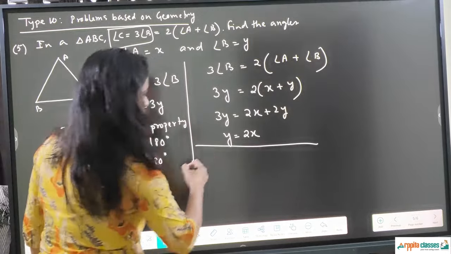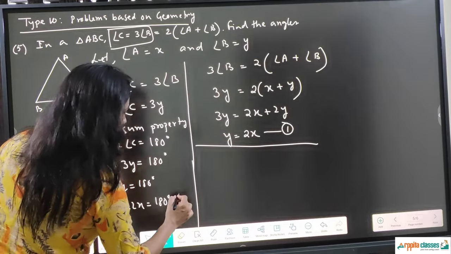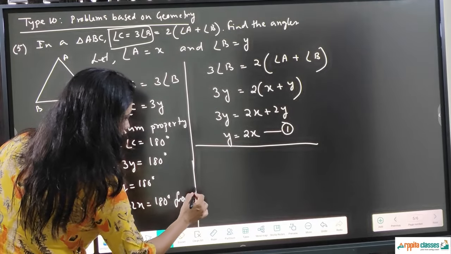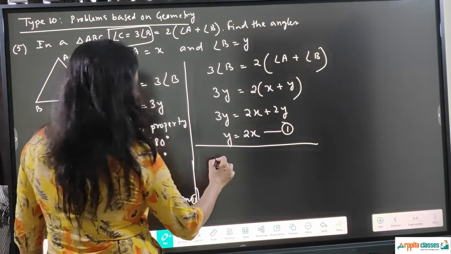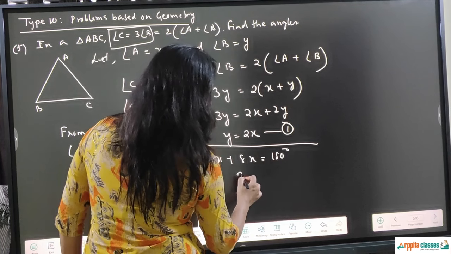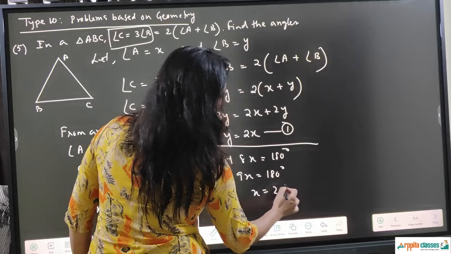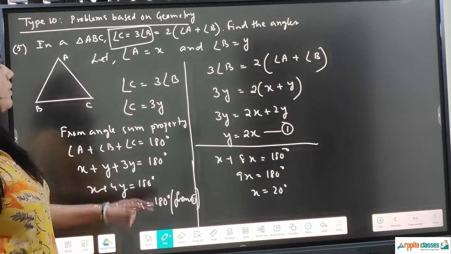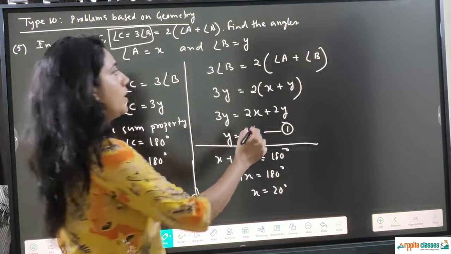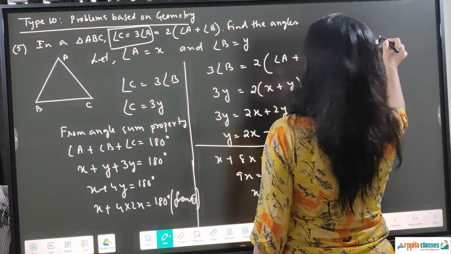Okay, substituting this value, you can say this is 1. So here this is from 1. Now x plus 8x is equal to 180 degree. 9x is equal to 180 degree. Therefore x is equal to 20 degree. So we got the value of x. x is your A. Okay. So angle A is equal to 20 degree.